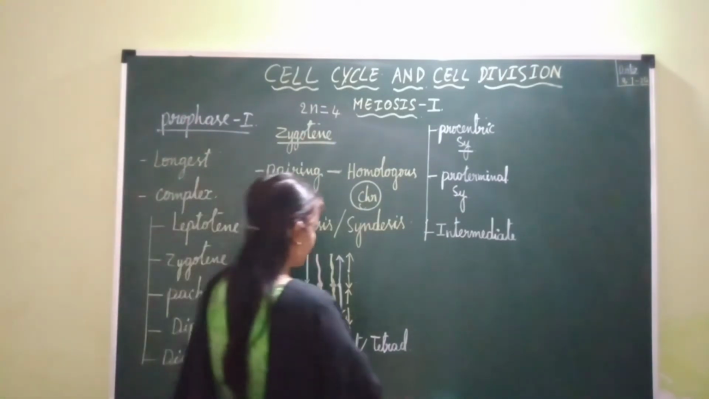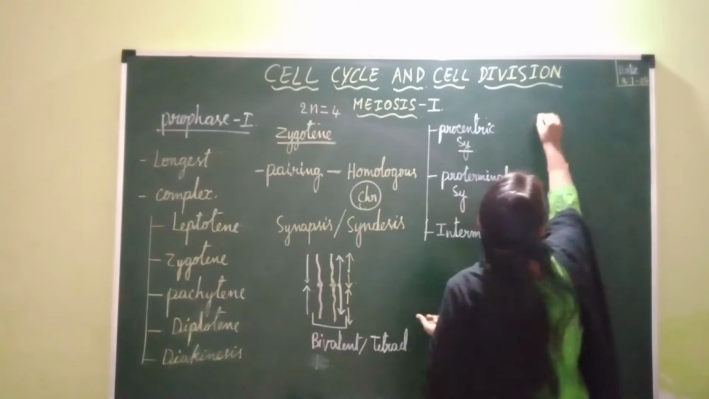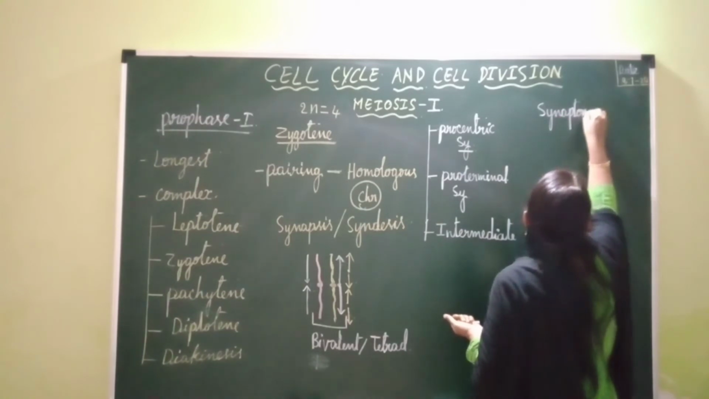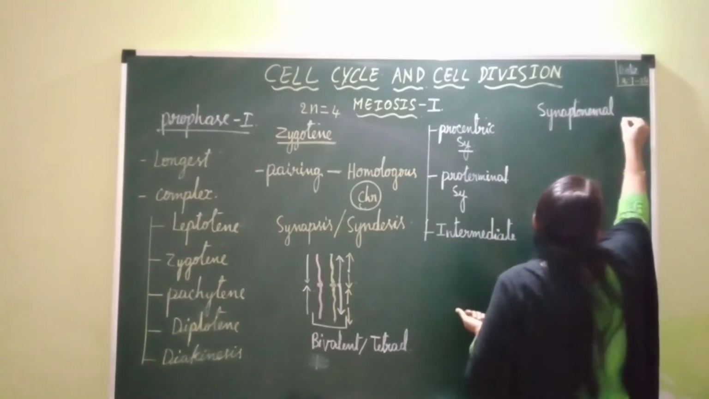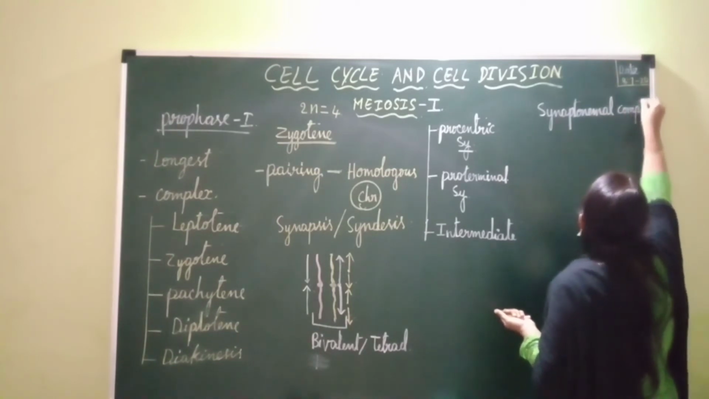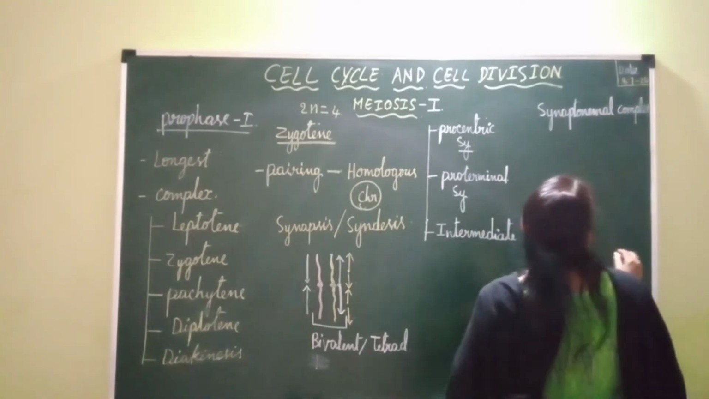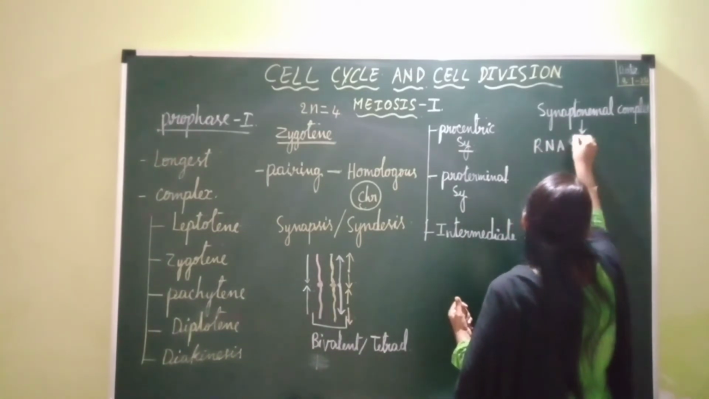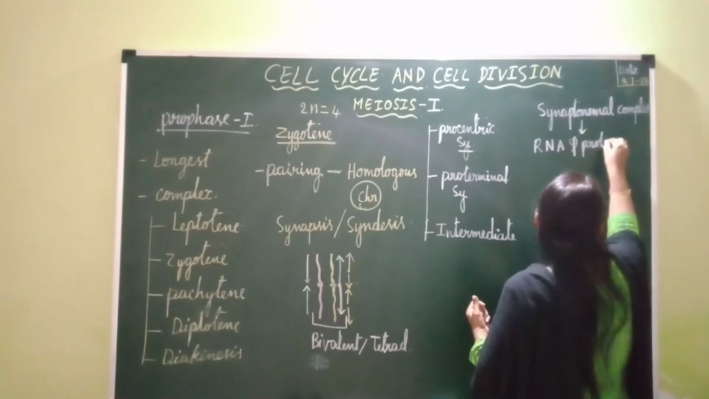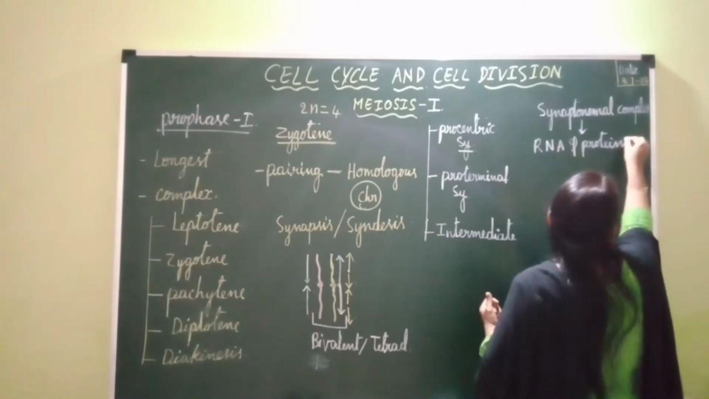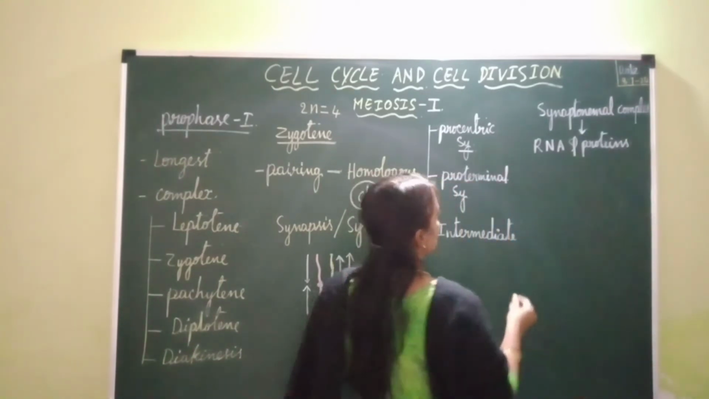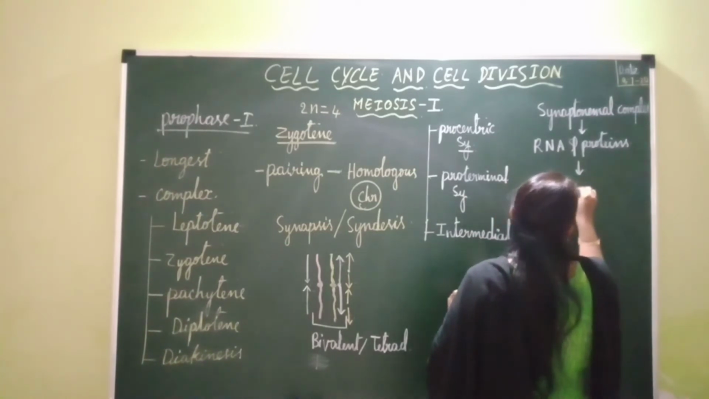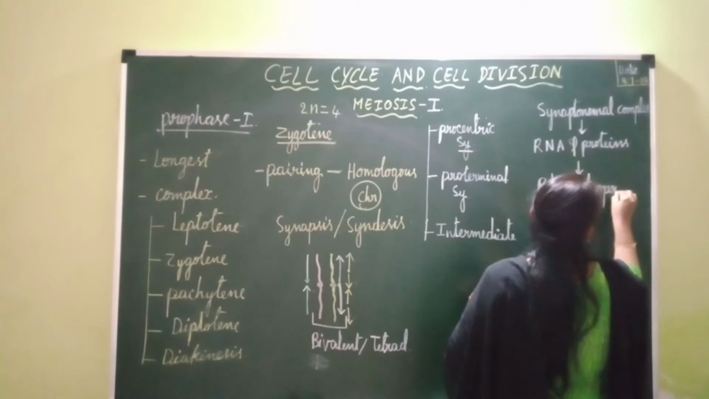And synapsis occurs with the help of a complex called the synaptonemal complex. This synaptonemal complex is made of RNA and proteins. It also consists of a very negligible amount of DNA. Hence it is also called a ribonucleoprotein complex.